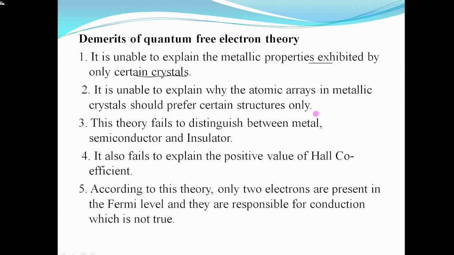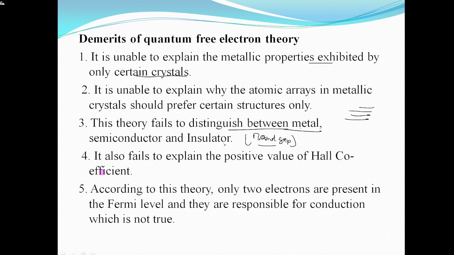Next, the big failure of quantum free electron theory is it cannot differentiate between metals, semiconductors and insulators. On what basis are solids divided into metals, semiconductors and insulators? Depending on the band gap, depending on the forbidden band gap. But according to quantum mechanics, there are discrete energy levels, no bands. This cannot be explained by quantum free electron theory.